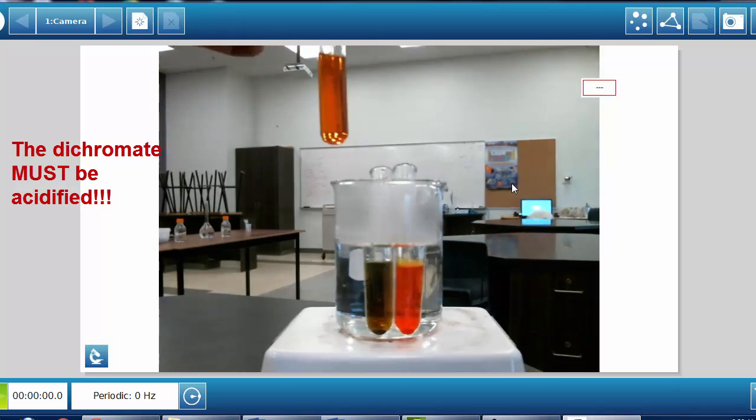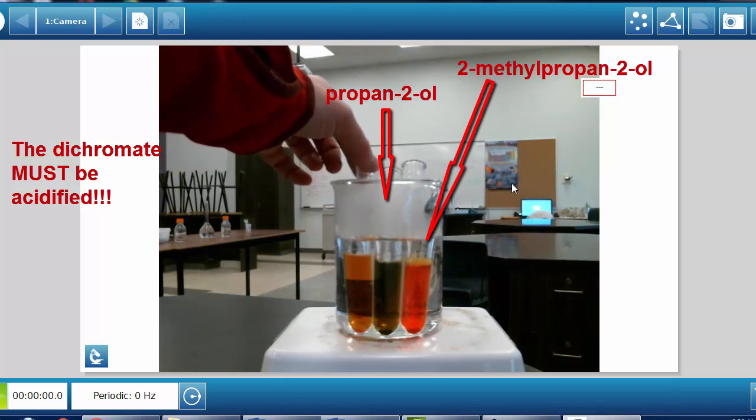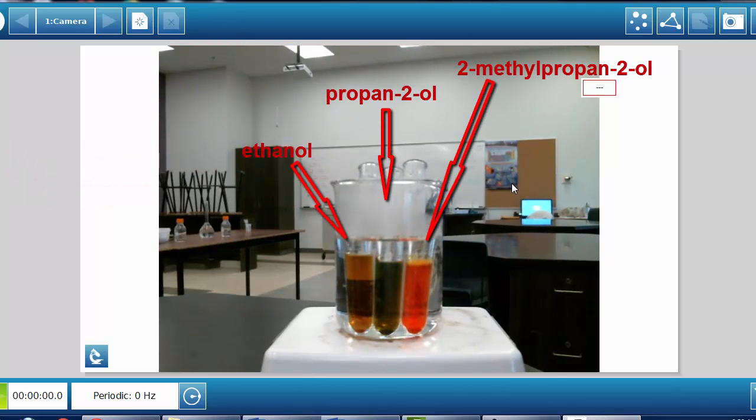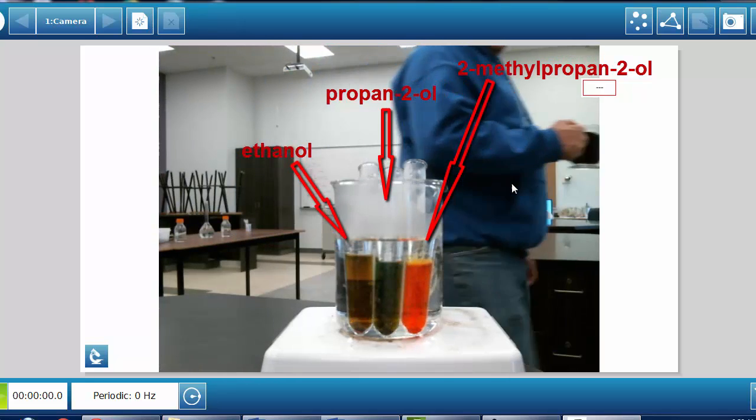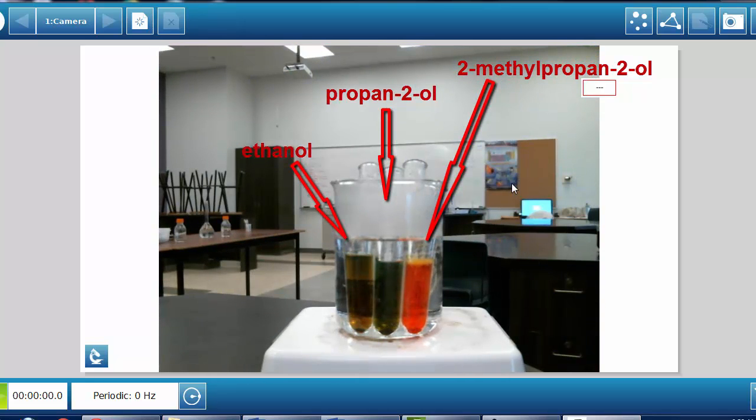The dichromate solution must be acidified. You must specify this in any testing type scenario. So from left to right, you have ethanol, propan-2-ol, and 2-methylpropan-2-ol, and you can watch the colors change.